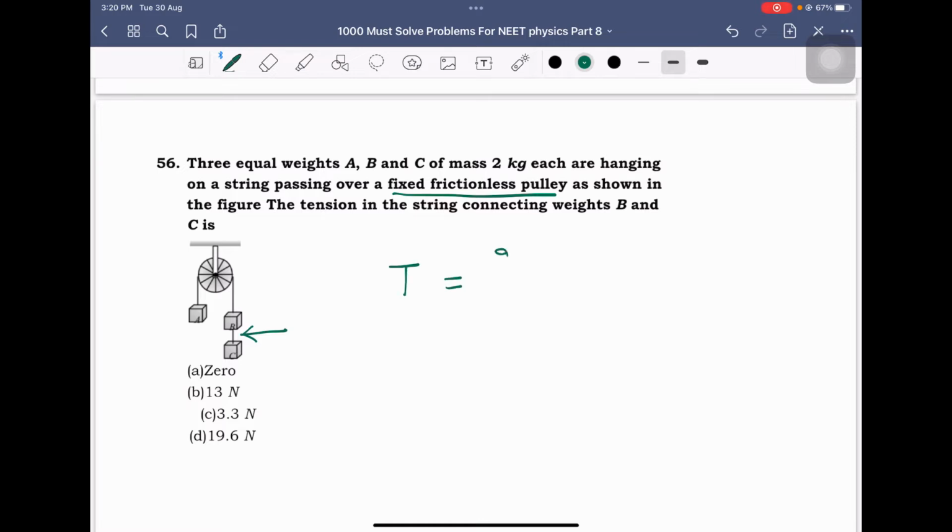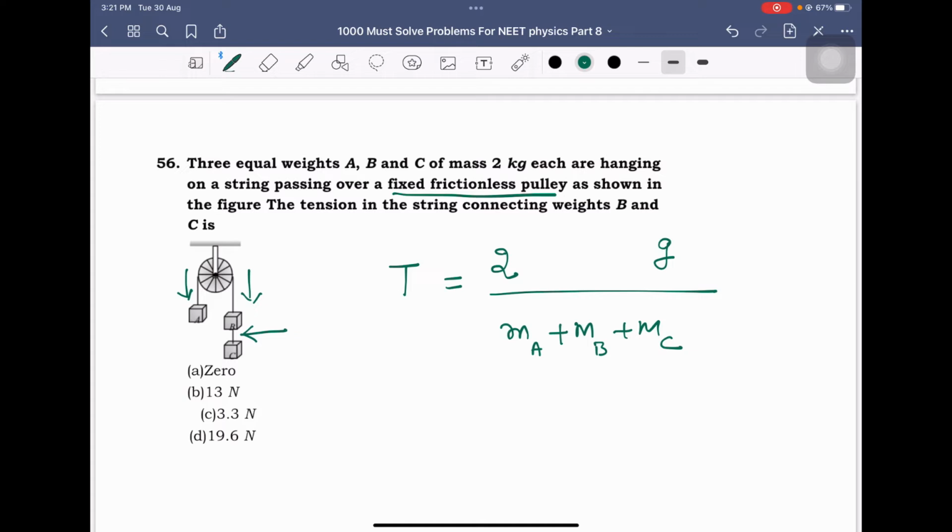Tension is equal to, so this is being pulled from two directions, so 2 should come here. g should be there in the numerator. Total mass should be there in the denominator, so MA plus MB plus MC. Total mass should be in the denominator.